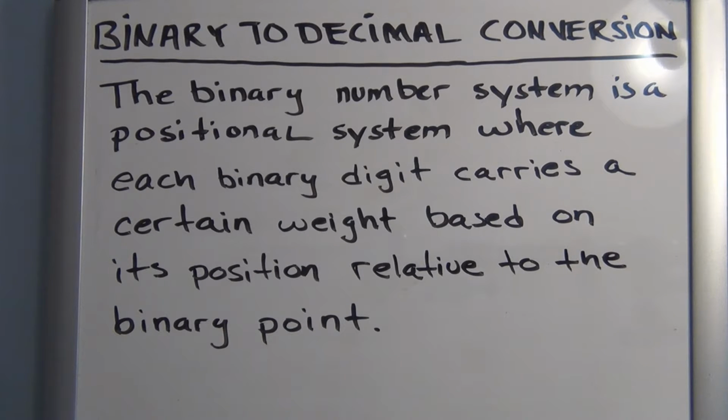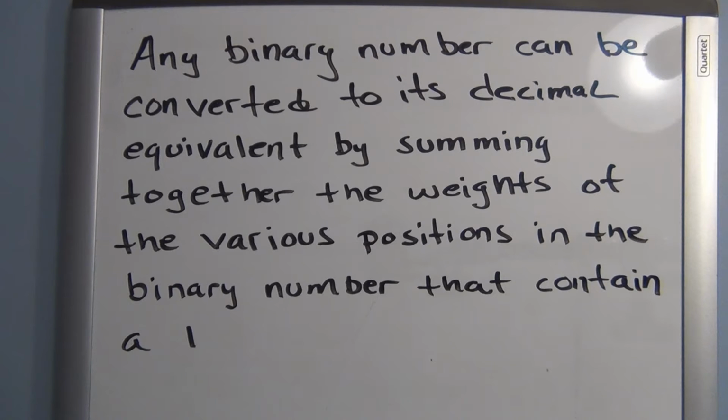In this video, I'm going to go over the binary to decimal and decimal to binary conversion. The binary number system we've gone over, and the system is a positional system where each binary digit carries a certain weight based on its position relative to the binary point. So any binary number can be converted to its decimal equivalent by summing together the weights of the various positions in the binary number that contain a 1.